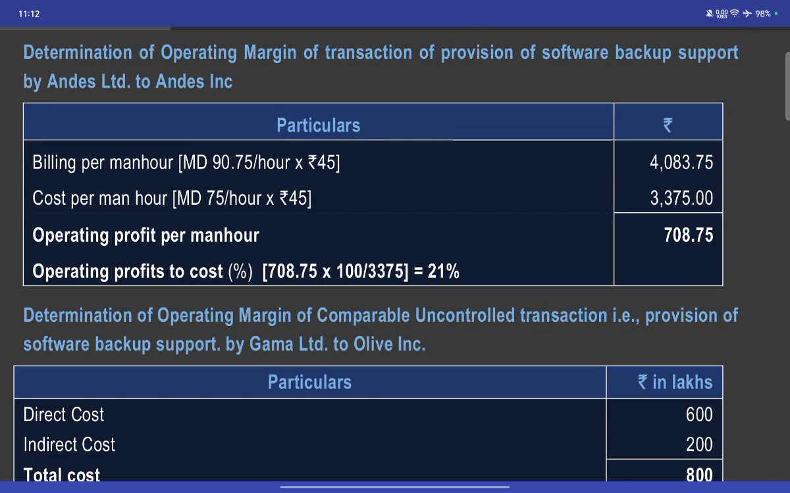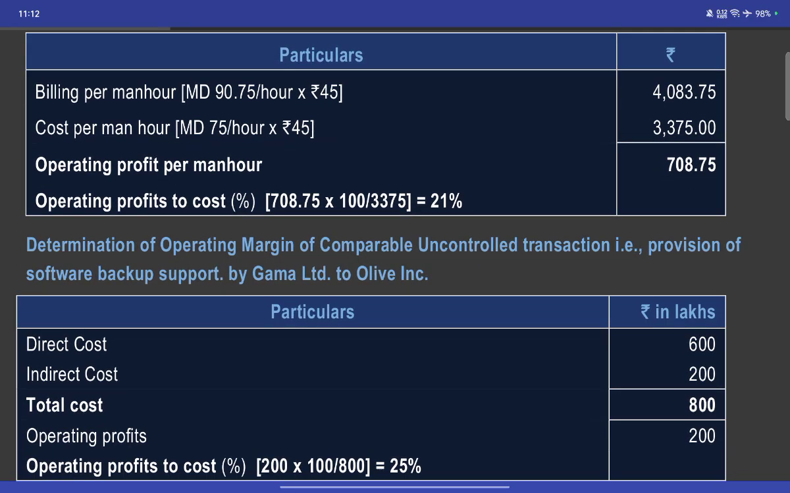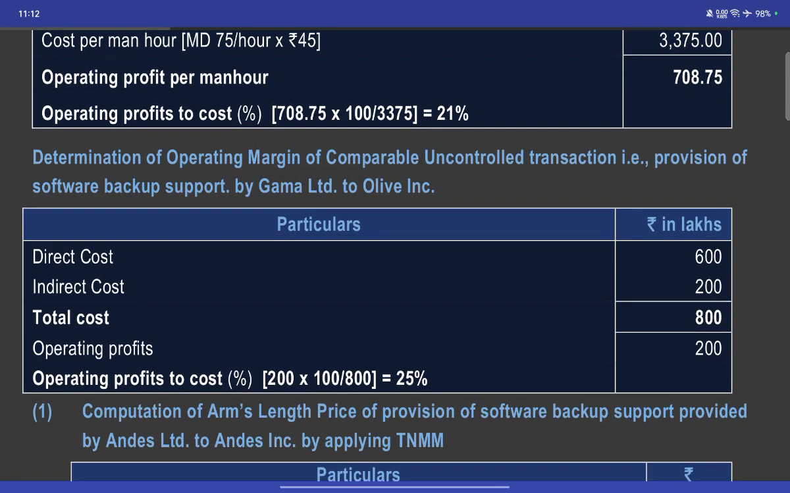Billing per hour, that is 90.5 into 45 hours, 45 rupees is 4,000, and the cost per hour is 75 into 45. So operating profit per man-hour is 700 rupees, and operators earn 21% profit. Determine the cost operating margin of the comparable uncontrolled transaction.